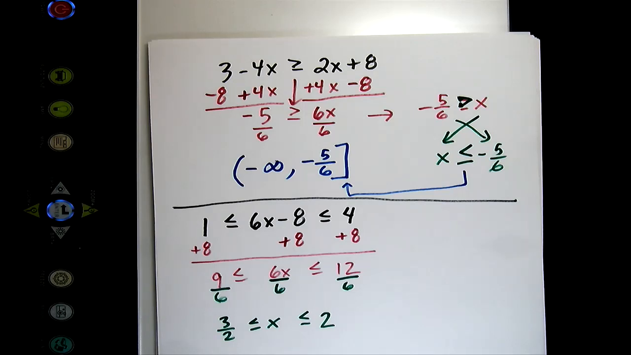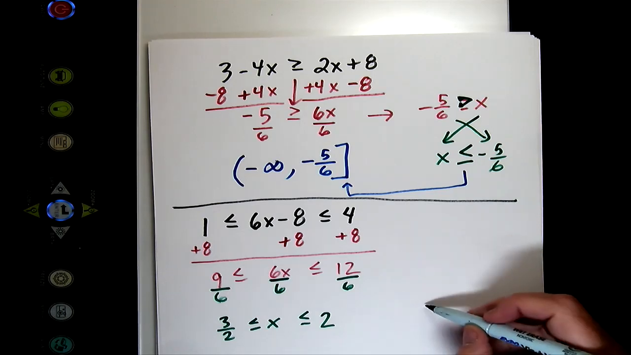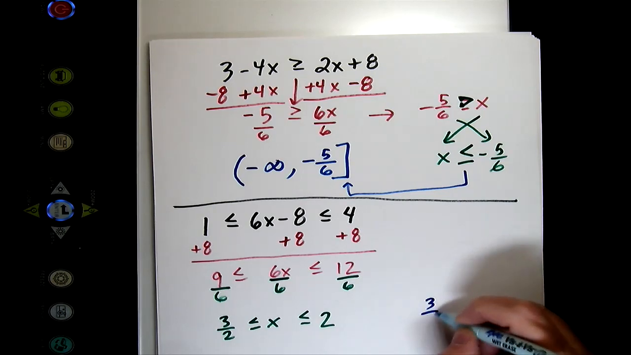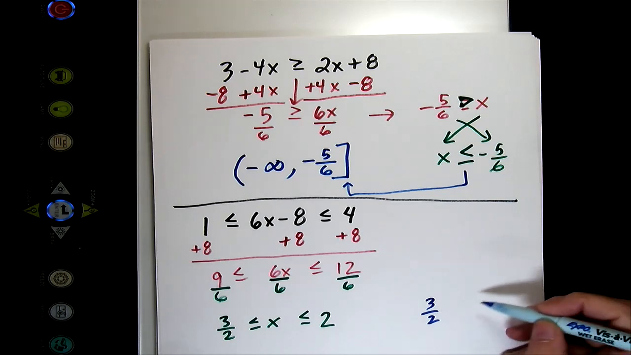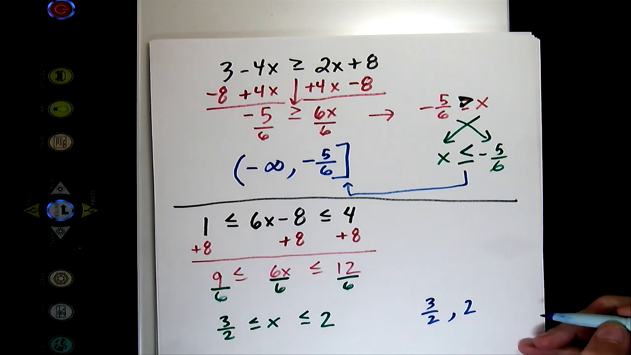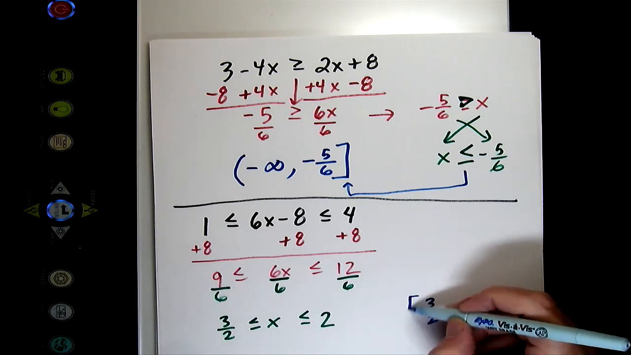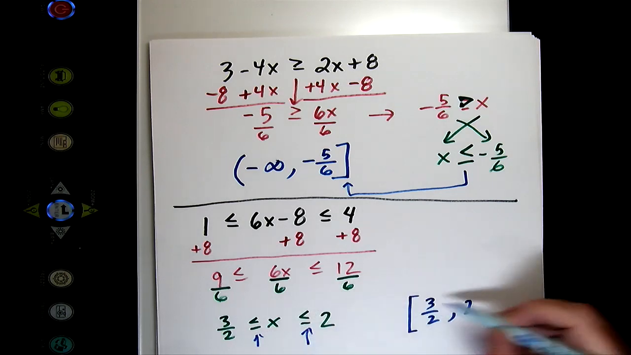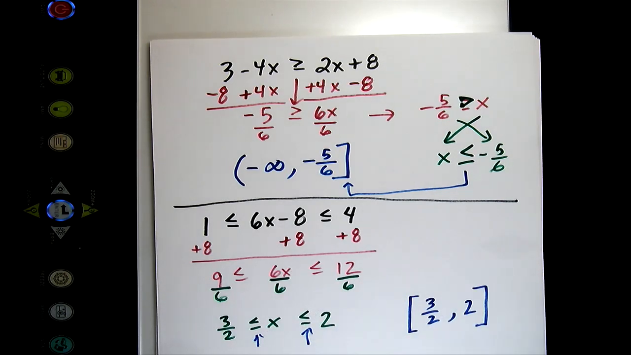And if I want to write this in interval notation, the lowest number I can possibly have is 3/2. I can't go all the way up to infinity this time. I have to stop at 2. And they both have this little equal portion underneath, so we're going to do brackets on both.